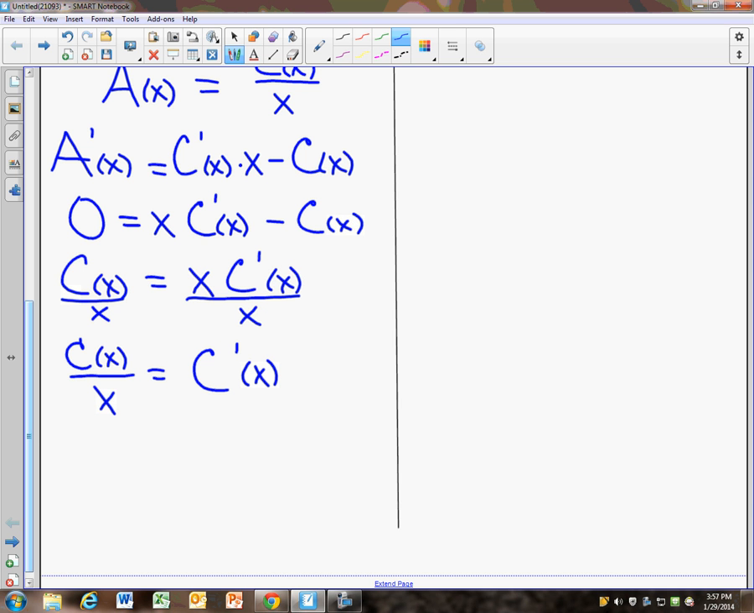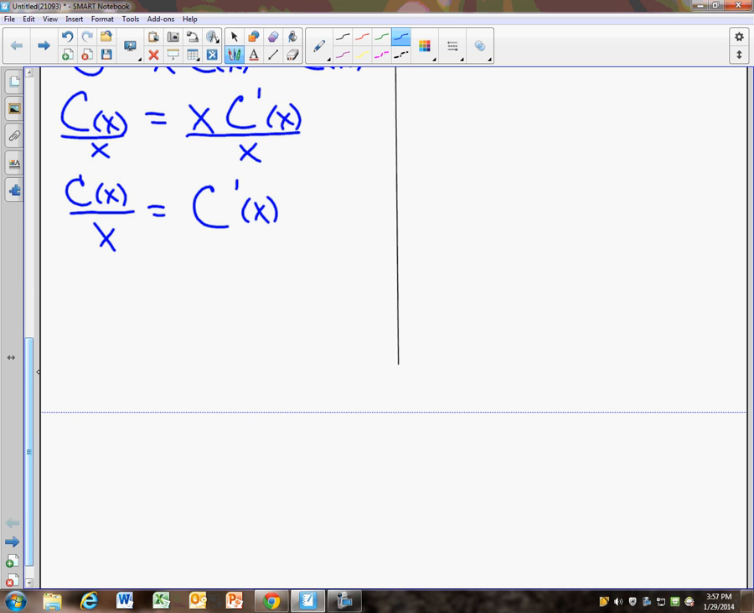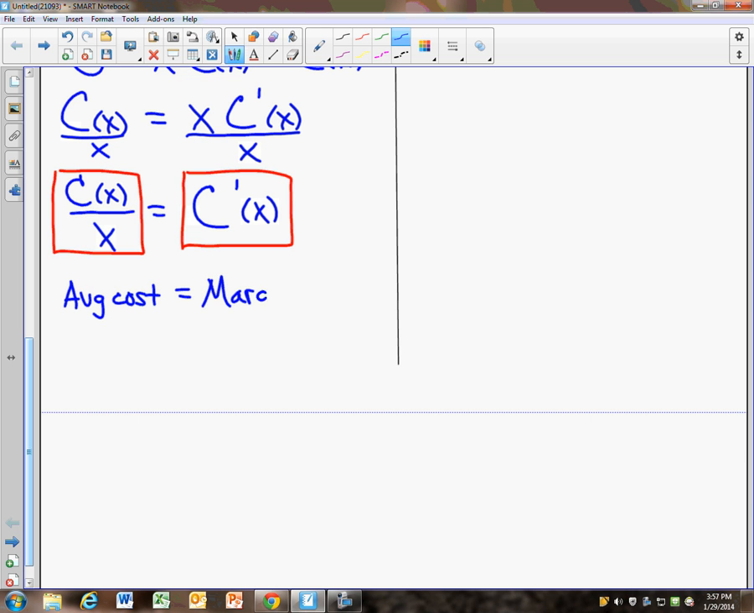Basically, all we did is we wrote an expression that tells us how to minimize the average cost to run the most efficient business. And what we came up with is an expression that says whenever C of x over x is equal to C prime of x, we know that we have minimized our average cost. And if you look here, C of x over x is just your average cost function. So when the average cost function is equal to C prime of x, the marginal cost function, we have minimized average cost.